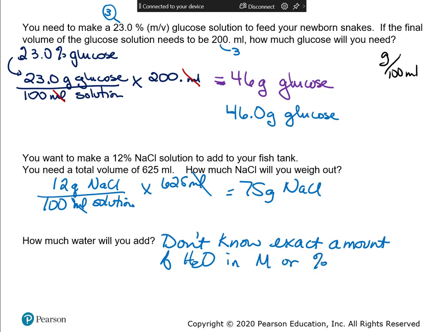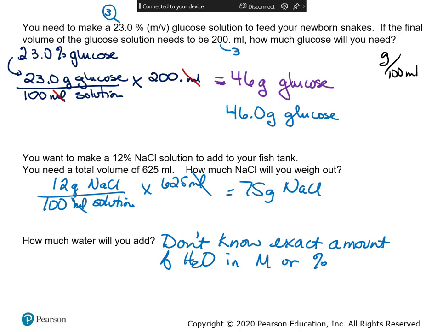So if you were making up a molar solution, or a percent solution, you know the exact amount of solute and you know the exact volume of all of it, but you don't actually know the amount of water. You know that you add enough water to make the total volume 625 mils. Okay, so there really is no way, because remember how sodium chloride dissolves?